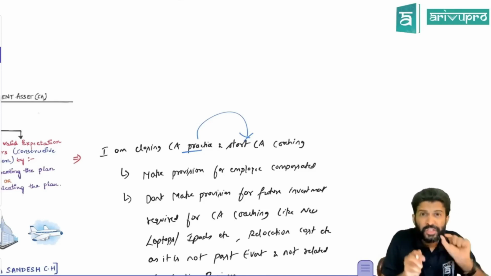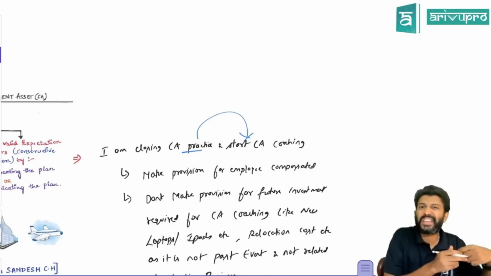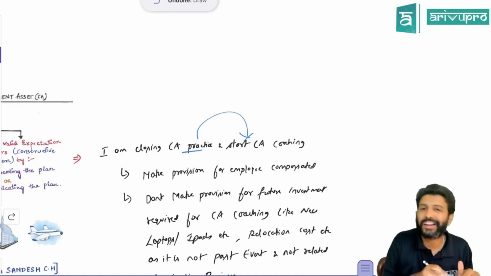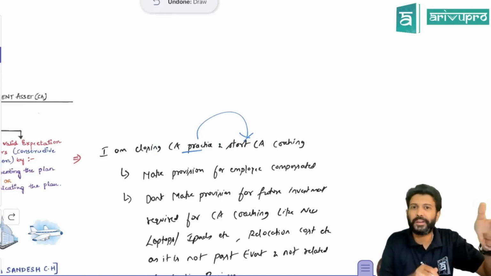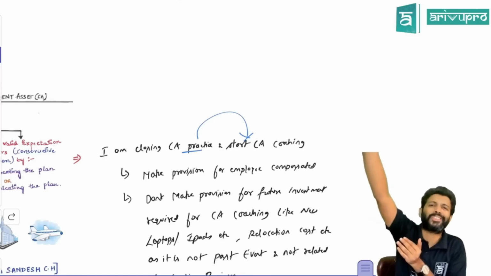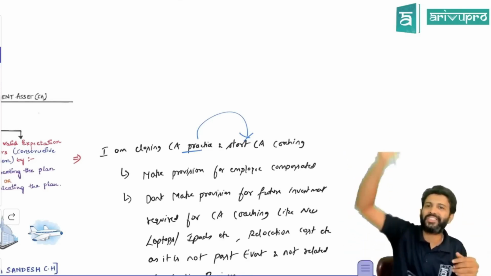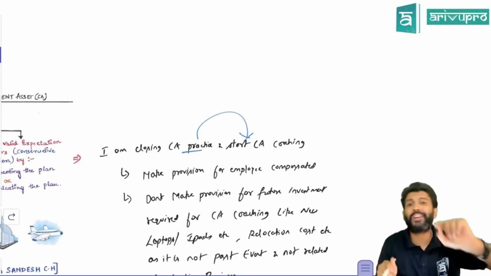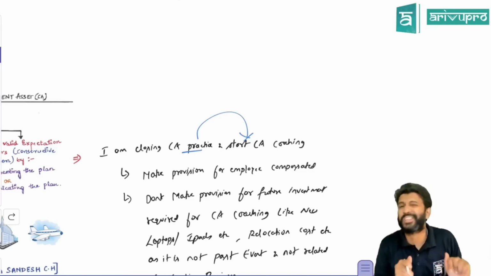Provision should be made for a past event. You are closing a CA practice due to an event. That is a past event. Now, whatever new laptop I'm buying is for the new business. It is not associated with a past event. It is related to a future event. So for that future investment, don't make the provision now.